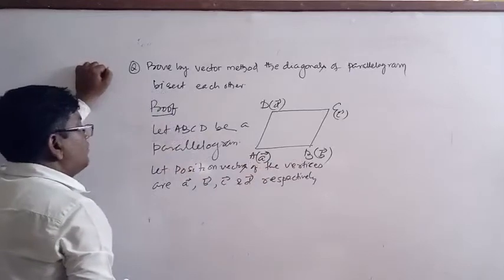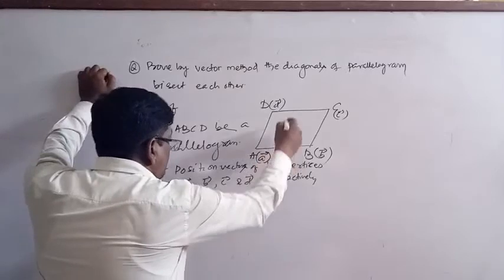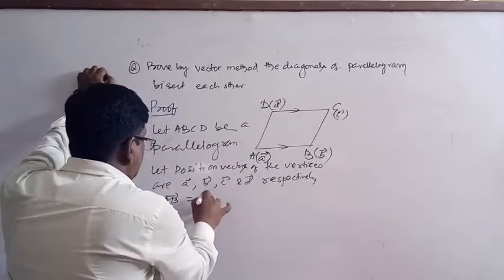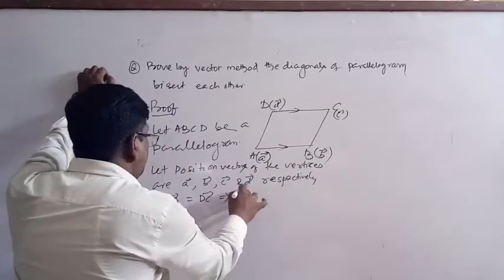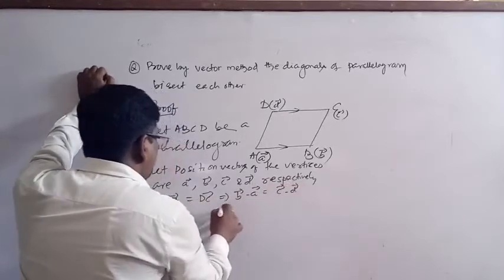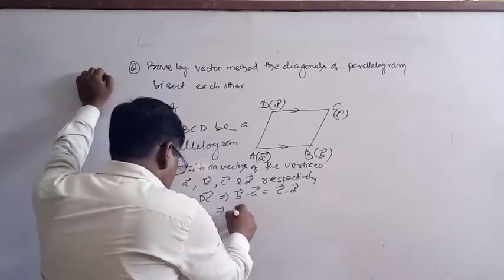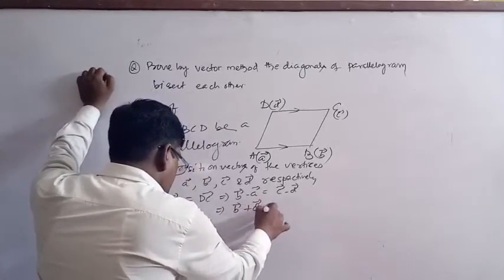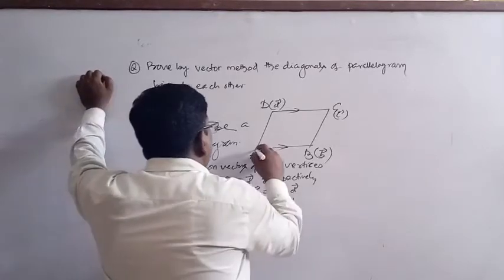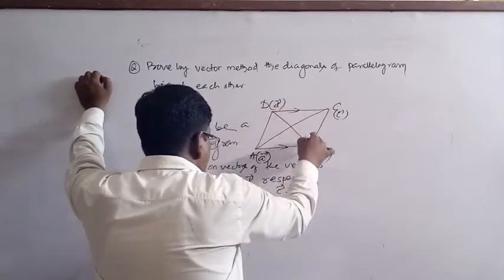Okay, here AB vector is equal to what? DC vector. AB vector is equal to DC vector. That implies B minus A is equal to C minus D. So from this we get B plus D is equal to C plus A. Now diagonals, what is the diagonal? This is a diagonal and this is another diagonal.